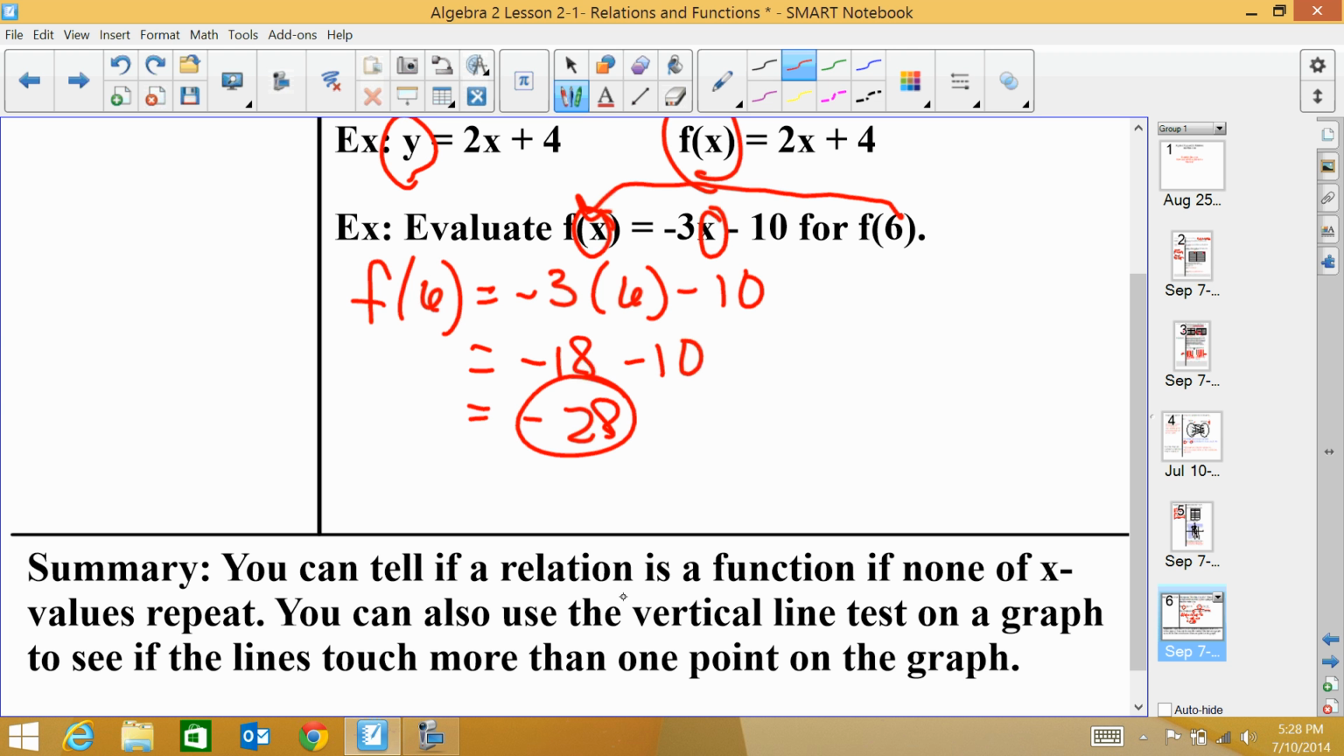Okay, I use the words relation and function because we talked about those. We also talked about the vertical line test. So my summary is you can tell if a relation is a function if none of the x values repeat. You can also use the vertical line test on a graph to see if the lines touch more than one point on the graph. So that would be an example of a good summary using 3 to 5 of the main ideas that we talked about in our notes.